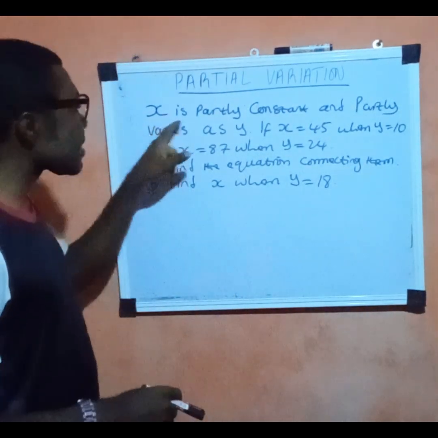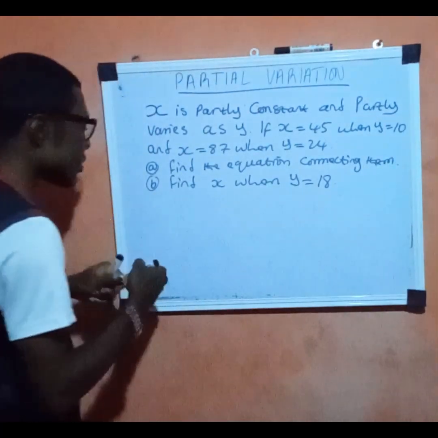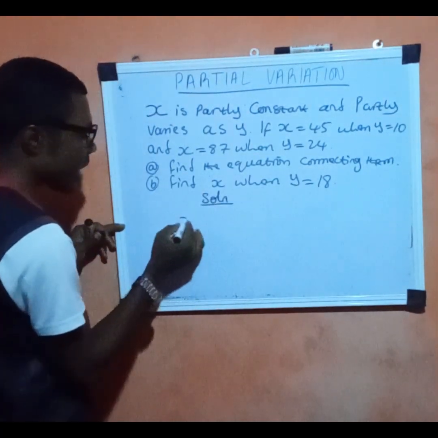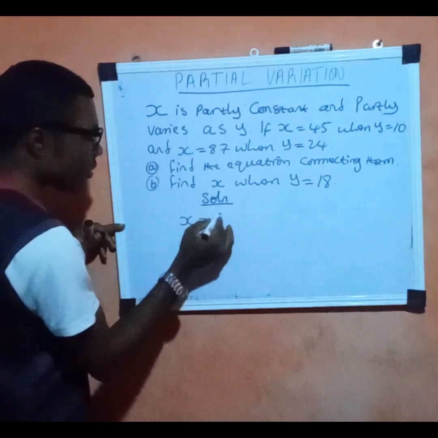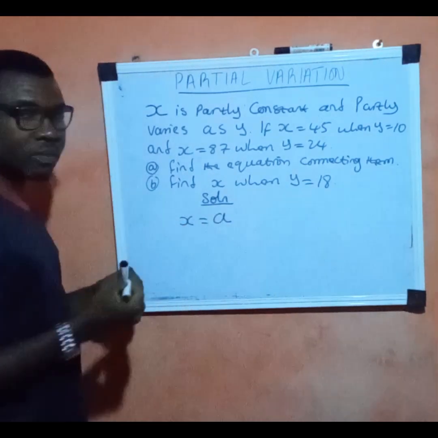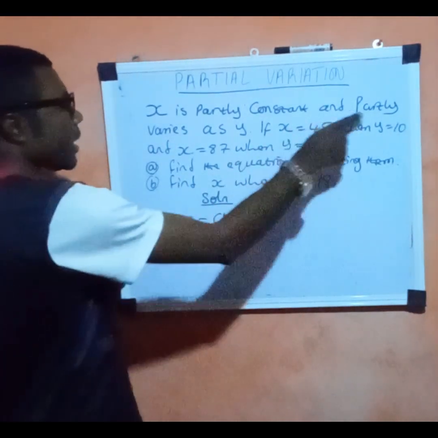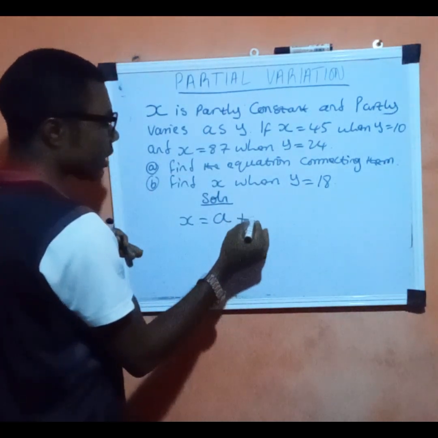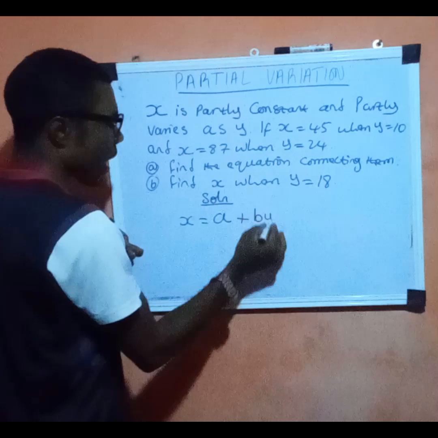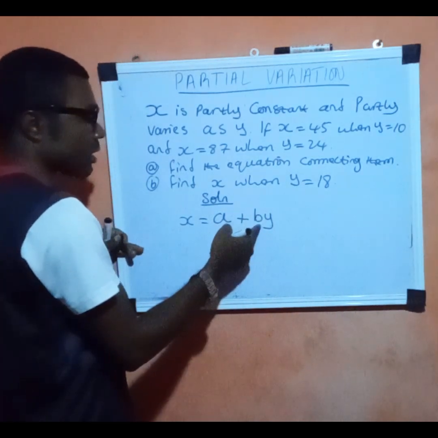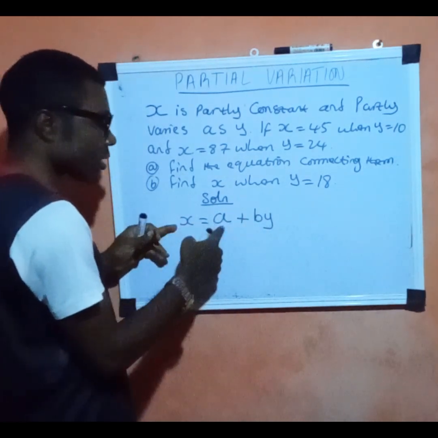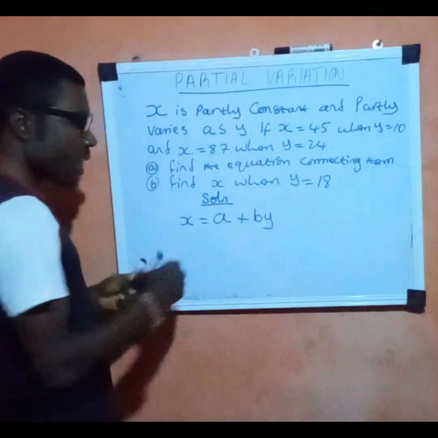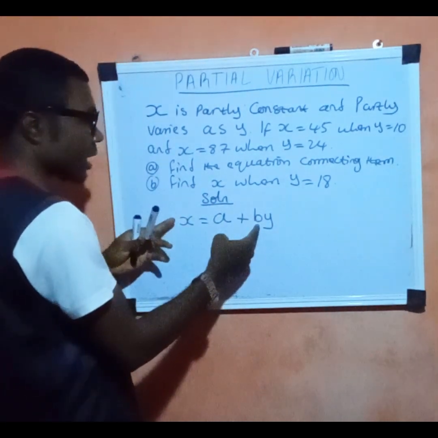So they say that X is partly constant. What it means is that we are going to introduce a constant that has no variable. X is partly constant. Let's say A is the constant. And partly varies as Y. Partly varies as Y, that is BY. A and B are the constants now. So X is partly constant and partly varies as Y. This is how we represent it, where A and B are constants and the variables are X and Y.